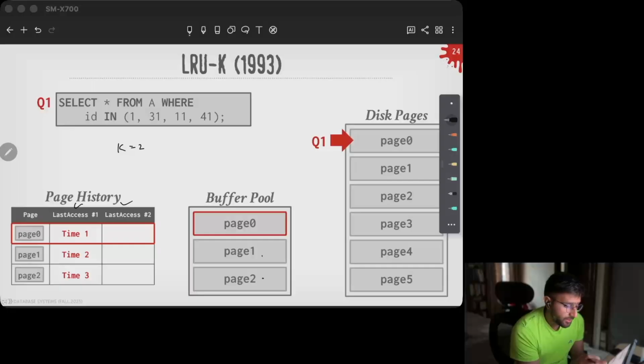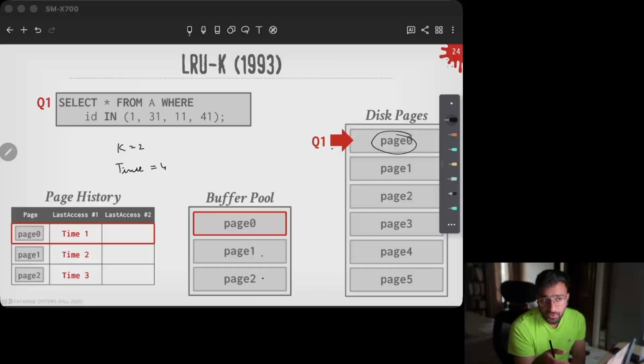Query one comes along, and let's say this was before Q1. Now Q1 comes along and it reads page 0. Page 0 was accessed by Q1, so it will put its timestamp 4. In this scenario, the current time is 4. Again, time is not wall clock time. You might use some internal counter for time to give you some sense of when this page was accessed.